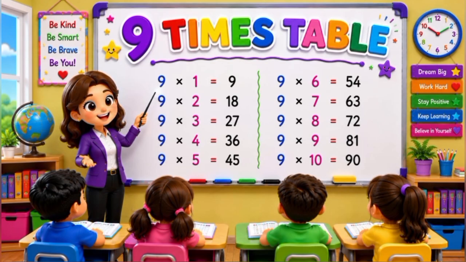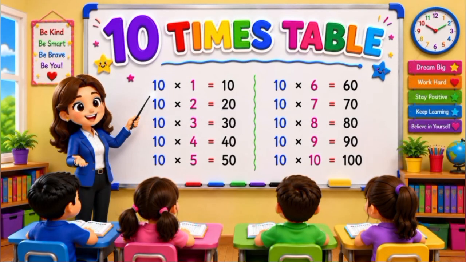9 times table. 9 ones are 9. 9 twos are 18. 9 threes are 27. 9 fours are 36. 9 fives are 45. 9 sixes are 54. 9 sevens are 63. 9 eights are 72. 9 nines are 81. 9 tens are 90.